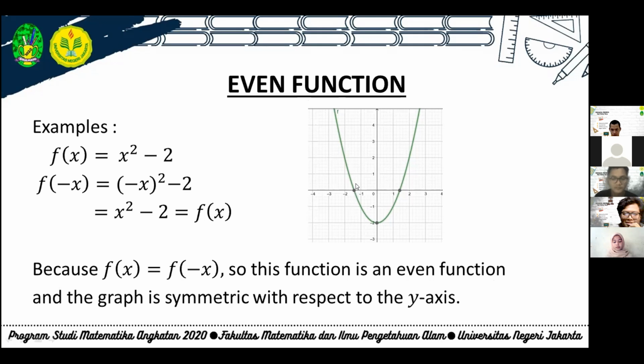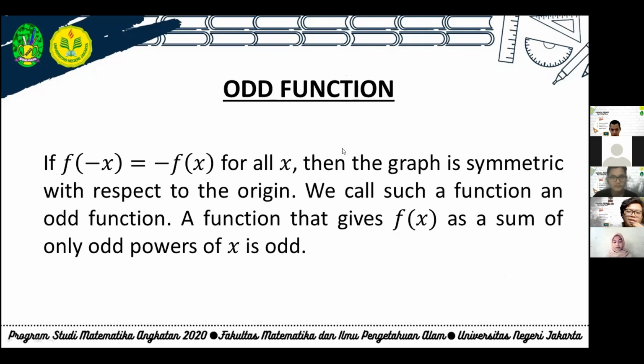Okay. Next is the odd function. A function is odd if f(minus x) equals minus f(x) for all x, then the graph is symmetric with respect to the origin. We call such a function an odd function. A function that gives f(x) as a sum of only odd powers of x is odd.